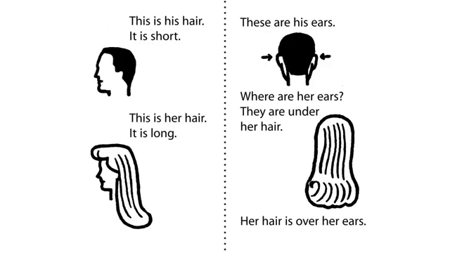This is his hair. It is short. This is her hair. It is long. These are his ears. Where are her ears? They are under her hair. Her hair is over her ears.